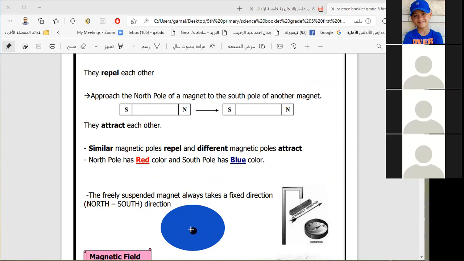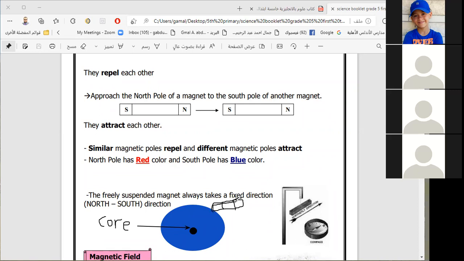The center or the core of the Earth is made of iron. The core here is made of iron. It is like a big magnet. So the Earth is like a big magnet. So any magnet found here or here or here will point to the north and south direction. Any magnet found on the Earth will point to the north and south direction.